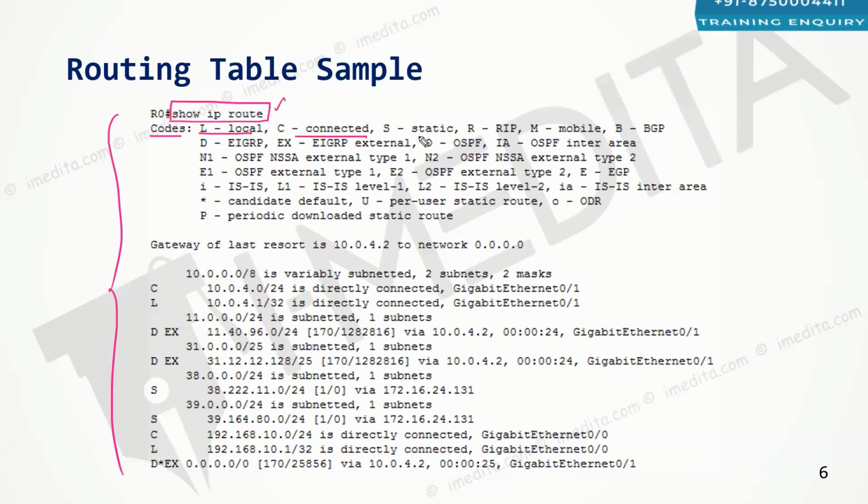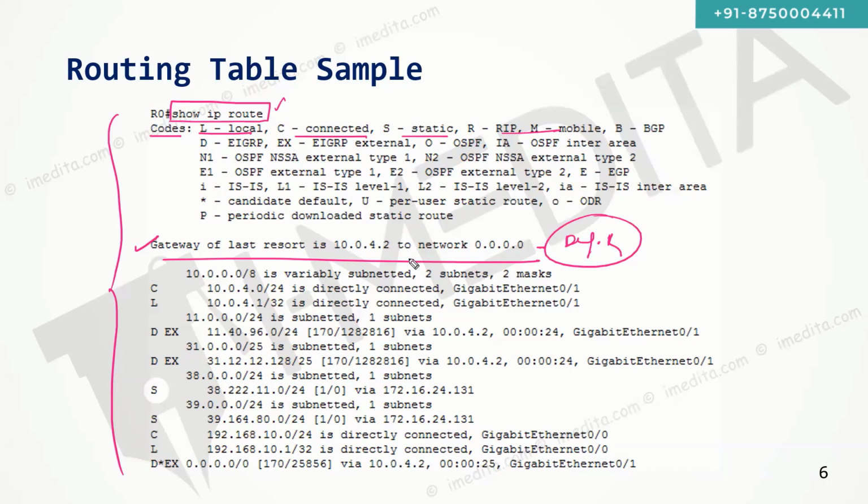L stands for local, connected, static, and so on. Here, if we have configured a default route, then that information will be shown here. Gateway of last resort is 10.0.4.2 to the network 0.0.0.0. It means that if you have to go to any destination that is not available in your routing table, you can go to this next hop, you can go to this gateway. If you don't have a route to reach any destination in the routing table, you need to go to this gateway. That's what we refer to as the default gateway. That's what we refer to as the default route.